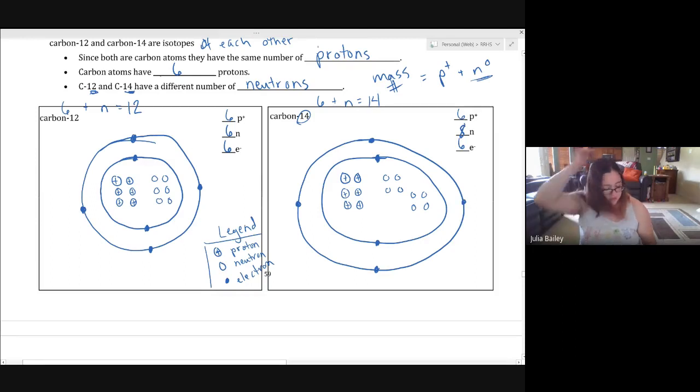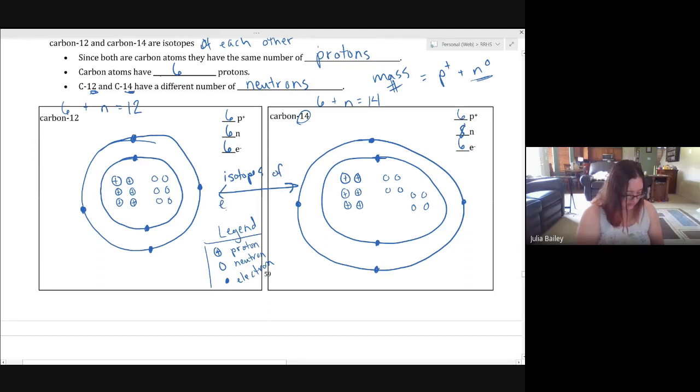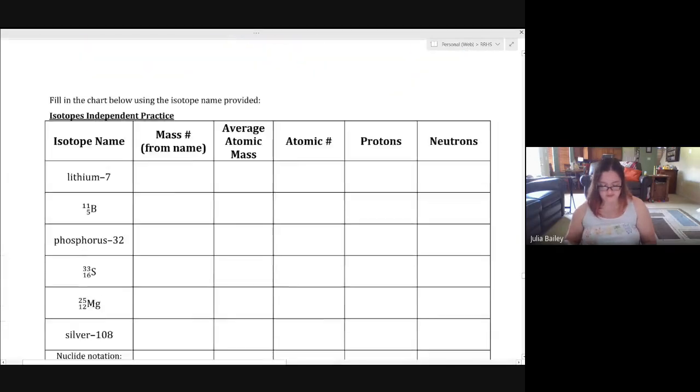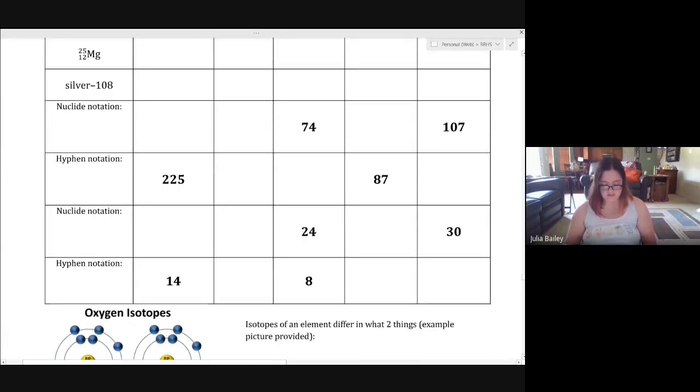2 and then 4. You can see that these are both carbon, and I know they are both carbon because they both have 6 protons. If the number of protons was different, they would not both be carbon anymore. But because the neutrons are different from one to the other, these 2 atoms, even though they are both carbon, are isotopes of each other. They have the same number of protons, they're the same element, but they have different numbers of neutrons, so they have different masses. That's what isotopes are.